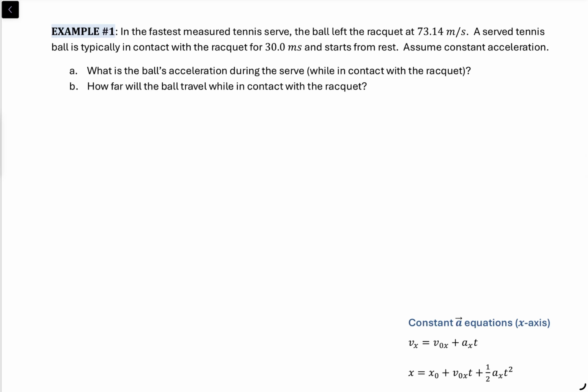Let's work a constant acceleration example problem. So here we have a situation where they tell us in the fastest measured tennis serve, the ball is going to leave the racket at 73.14 meters per second. So in my mind, as I'm reading, I'm just trying to make note of what information they give us. So this is a v, right? That gives me information about the speed at some point in this scenario.